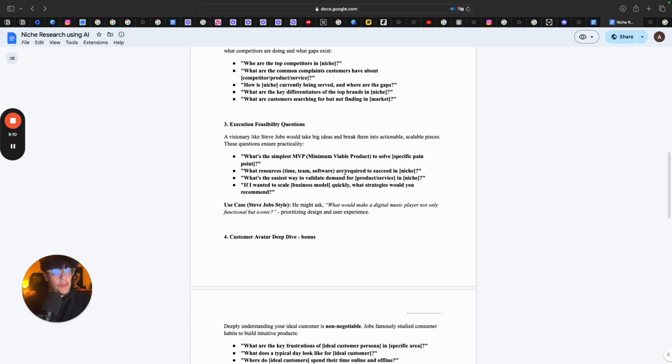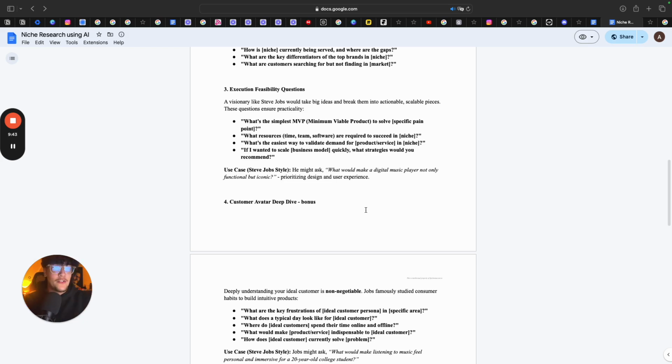Going back to the example of Steve Jobs, he might ask, what would make a digital music player not only functional but iconic? So he prioritized design and user experience for all the products that he makes. Oh wait, my phone's a camera. But yeah, the way an iPhone looks is iconic. People like the way it was the first thin phone, I believe. I'm not too sure on that, but I'm pretty sure it was the first of its kind. Touchscreen as well. I know Apple made the touchscreen.